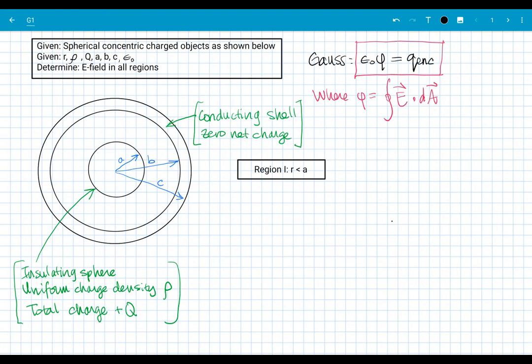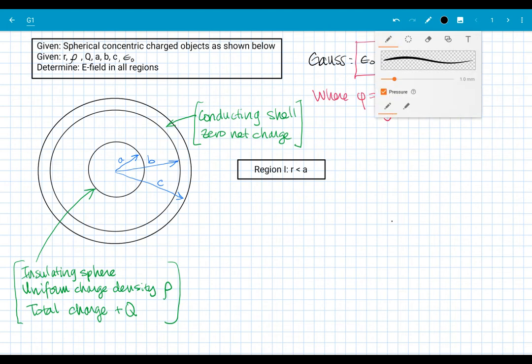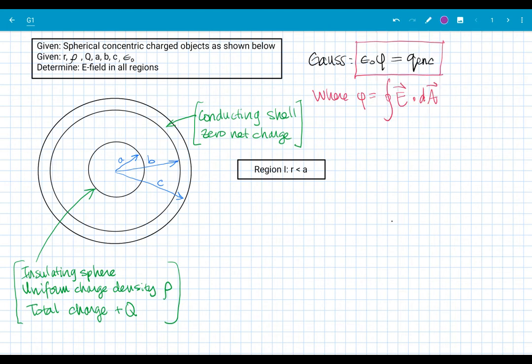Okay, I want to start with just a little intro to Gauss's law and talk about the relationship for a moment before we dive into this problem. So, if I could just get your attention up here, where I have Gauss's law written out.